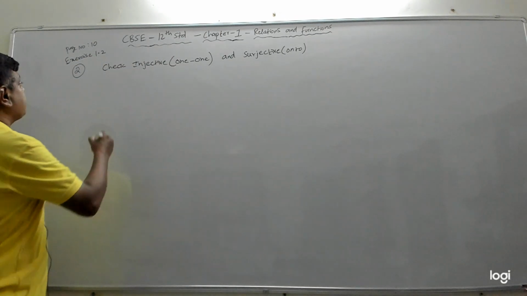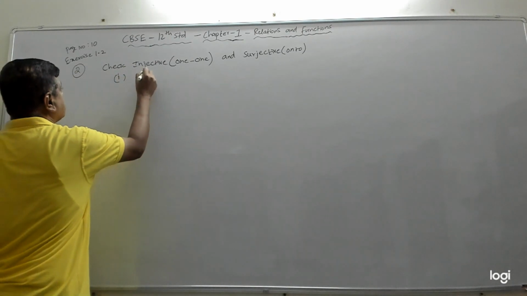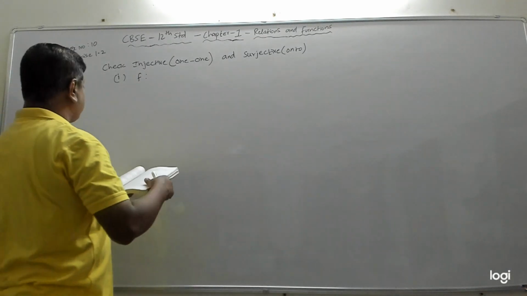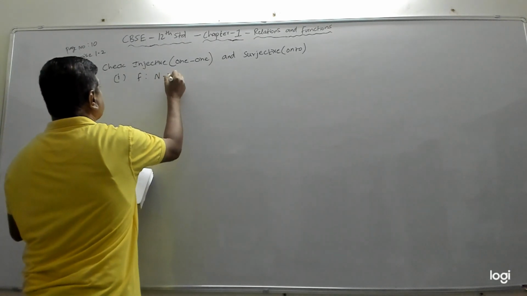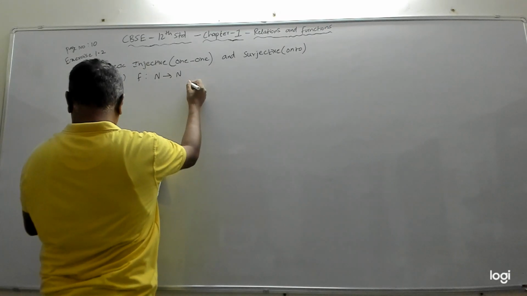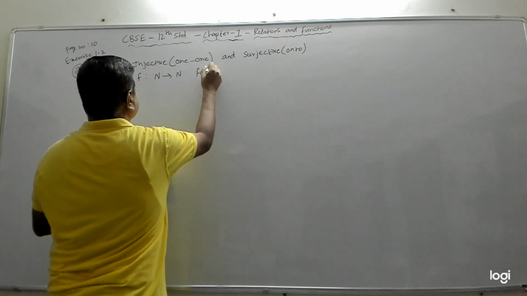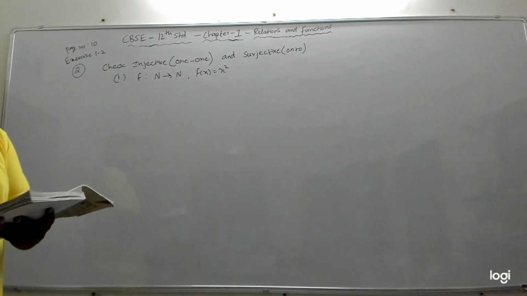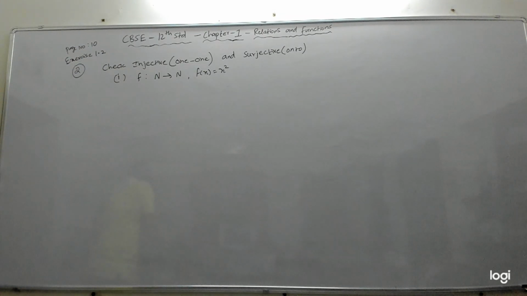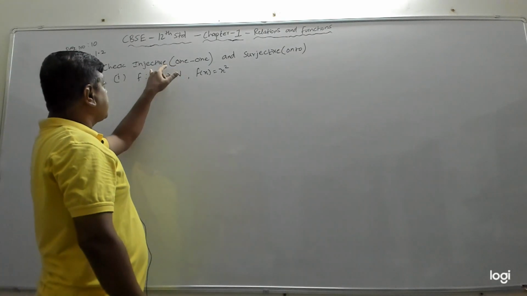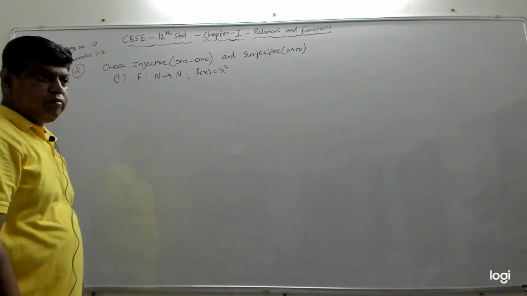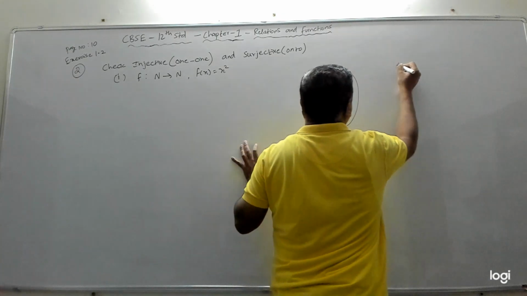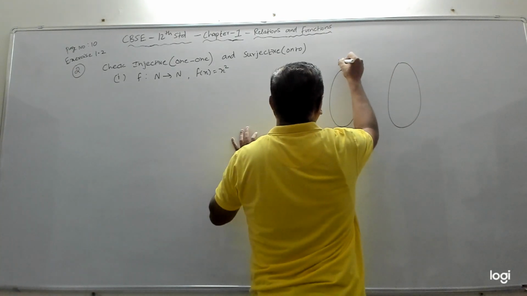So we'll take the first function. First function f is a function from N to N. f is a function from the set of all natural numbers to the set of natural numbers, given by f of x is defined as x square. f of x is x square. Now we have to check whether this function is injective and surjective. So we'll try to understand the function. We'll draw this arrow diagram. Right? It's a function from N to N.